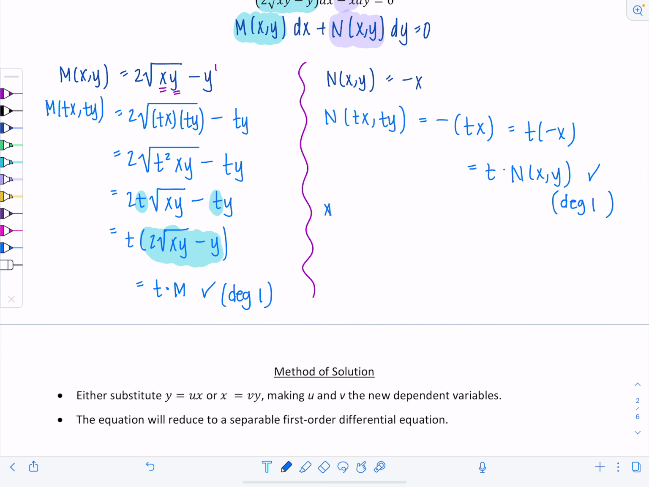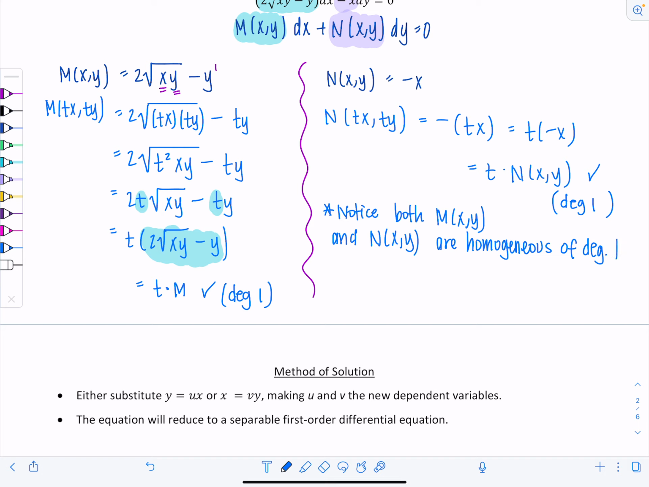So to summarize, notice both m of xy and n of xy are homogeneous of degree 1. That's important, which means that the differential equation is homogeneous. All right? Very good.